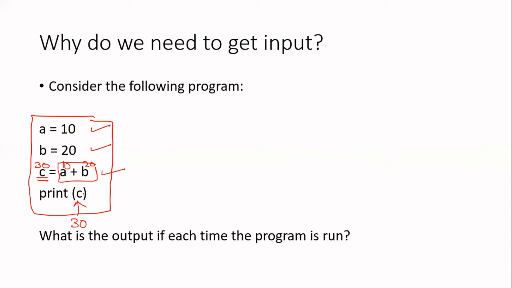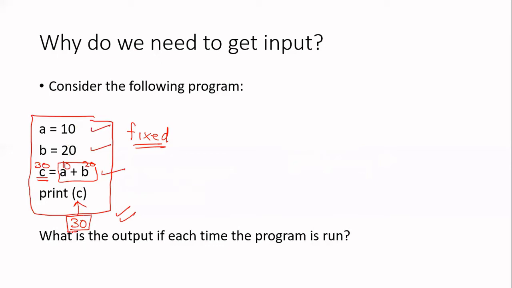Two values, and when they are summed up, you will get the answer of 30, because the values are 10 and 20 respectively. If I run the program again a second time, I'm still going to get an answer of 30. If I run it a third time, a fourth time, a fifth time, I'm still going to get a value of 30 because the value for A and B is fixed. We have fixed the value at 10 and 20, which means when I sum it up, I'm always going to get an answer of 30.